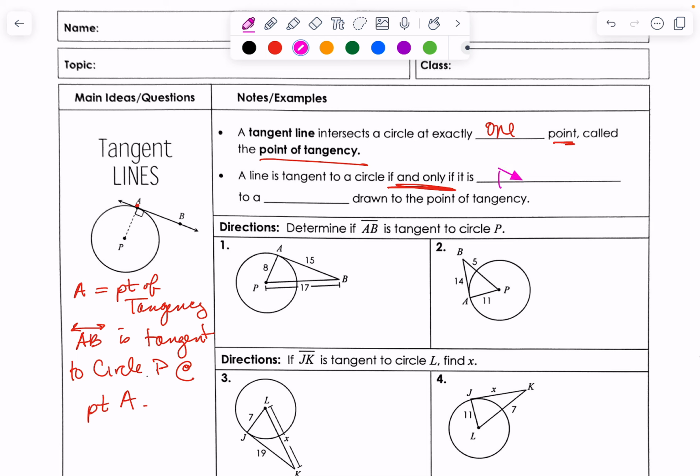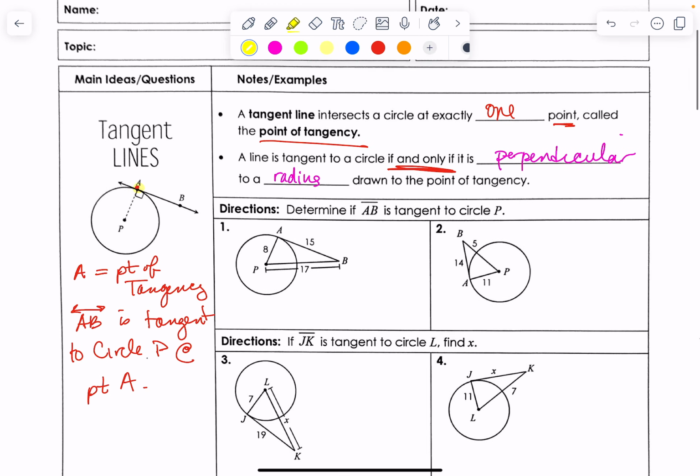perpendicular to a radius drawn to the point of tangency. So going back to our diagram, at this point, there has to be a radius and it has to be perpendicular. Remember that perpendicular means 90-degree angle. So it has to form a right triangle.